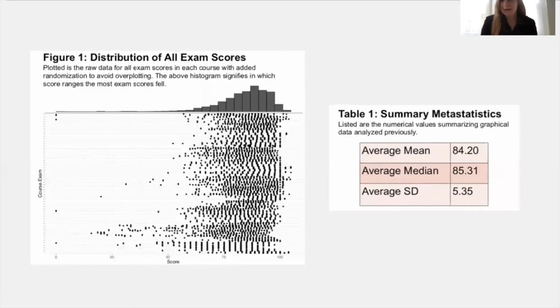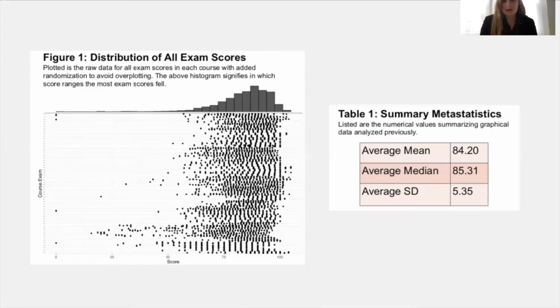Our first step was to validate our use of a graphical approach as a numerically sound way to be drawing these conclusions and observing these trends. The first thing we did in figure 1, as you'll see, is we took all the exam scores that we had and input them into this scatter plot. Obviously that's a lot of data points, so we added a bit of randomization to the points to prevent overplotting and added a histogram to look at the concentrations of where exam scores are.